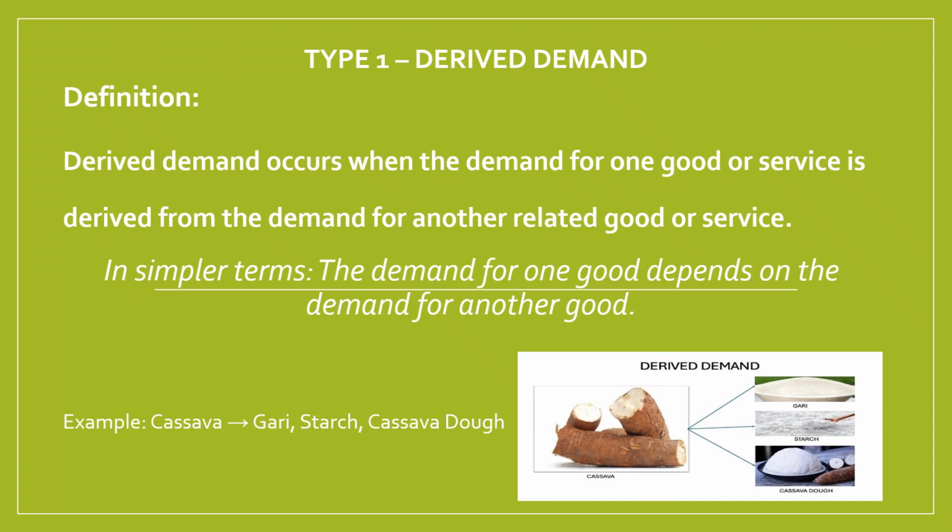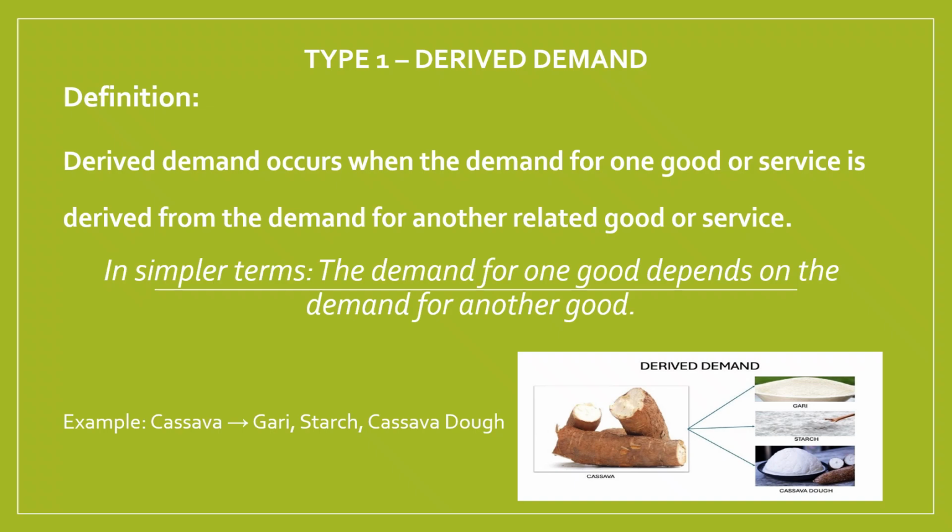What we mean is that if people want more garri, it means that the one who prepares garri for you to come and buy will demand more cassava in order to prepare more garri for you to buy. Here's how it works. Farmers grow cassava because there is demand for cassava products. If people want more garri, farmers need more cassava. If people want more cassava dough, farmers need more cassava. So the demand for cassava is derived from the demand for these products.